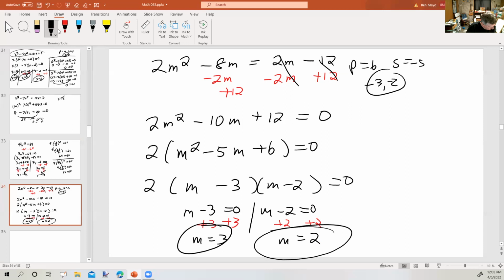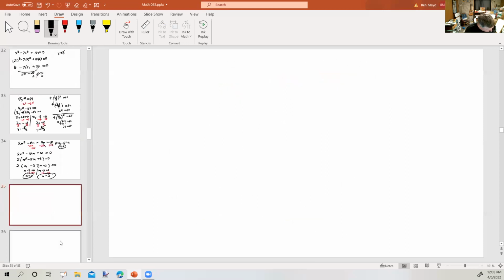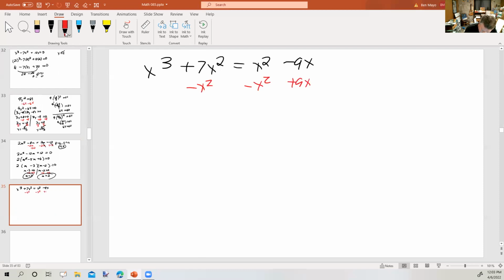Oh, let's see here. How about this one? x cubed plus 7x squared equals x squared minus 9x. This is a third degree equation because of the x cubed term, so we're going to have 3 solutions. First of all, I'm going to put everything on one side of the equation and set it equal to 0 on the other side. So I've got x cubed plus 6x squared plus 9x equals 0.